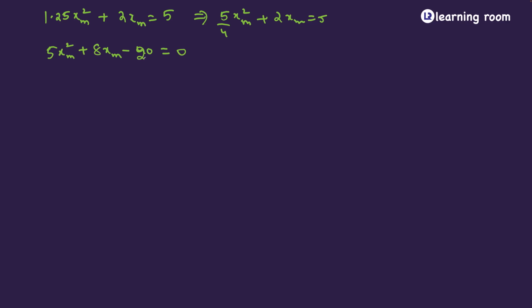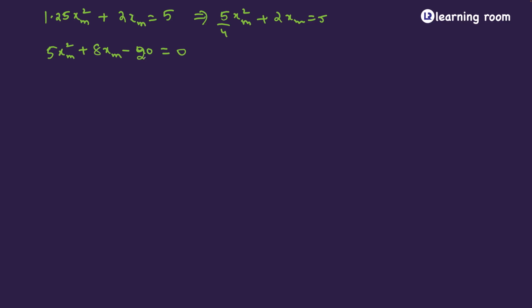Now what do you have here? 5 into 20 is going to be 100. So 100 means what are the factors that you can take? 10 and minus 2 will give you only 8, no? So 5 by 4 xm square plus 2 xm is equal to 5. This is what you have got. So what factors will you take? You do not exactly have factors here, right?